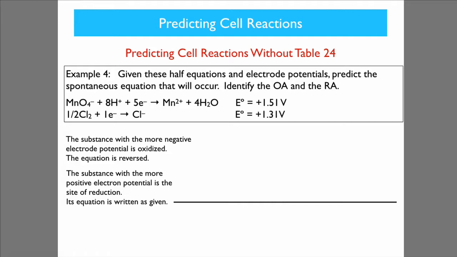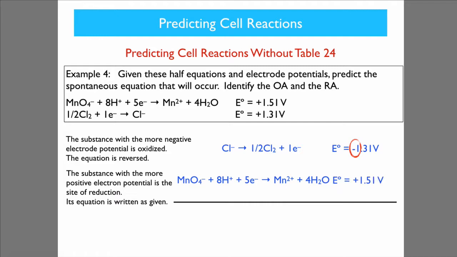So the substance with the more negative electrode potential is oxidized, and we have to reverse the equation. So we'll put the chlorine equation in, spin it around the other way, and we have to change the sign, obviously, from positive to negative. Next, we've got the more positive electrode potential equation. We write down the cell potential, add the two equations together, remembering to cancel the electrons, and the cell potential added together is 0.20.